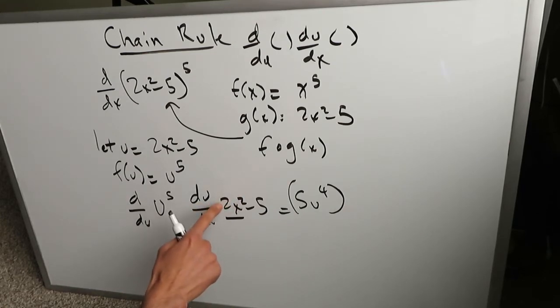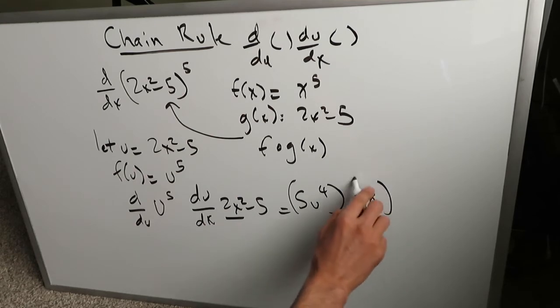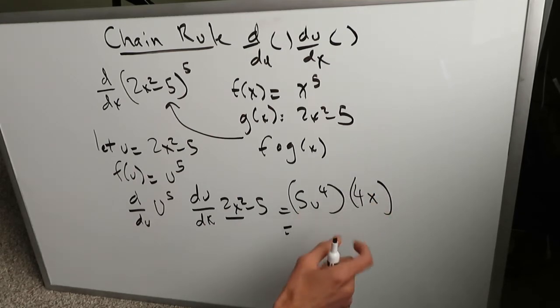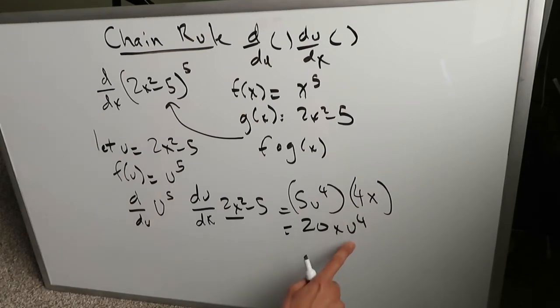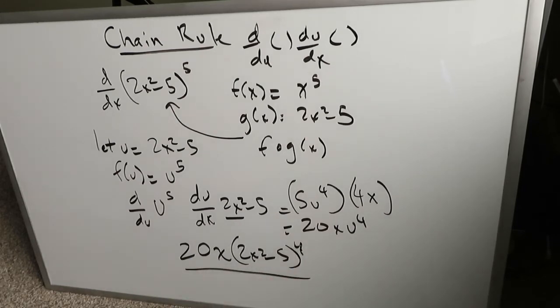The 2 multiplies with this 2, you get a 4, and the exponent 2 is reduced by 1, so you get a 4x. When you marry these together, you get 20x u to the power of 4, but you gotta resubstitute your u. You have to resubstitute it. You get 20x, and u happens to be 2x squared minus 5, but now to the power of 4. So this right here is your final answer using the chain rule.